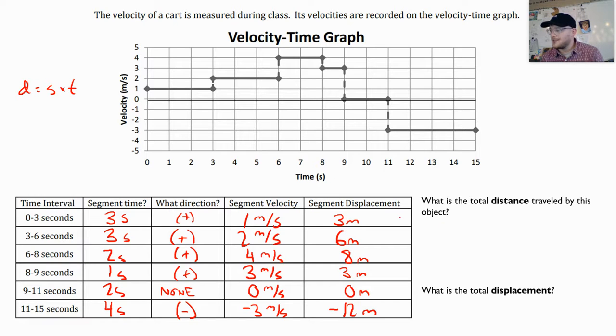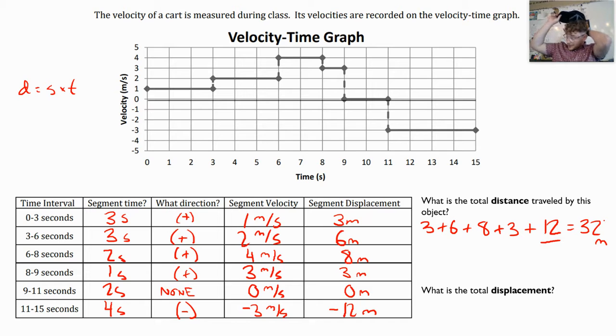So we're going to add all these numbers together. So 3 plus 6 plus 8 plus 3 plus 12 equals, let's see, 3 plus 6 is 9, plus 8 is 17, plus 3 is 20, plus 12 equals 32 meters. All right, that's the total distance that this thing went, including the distance it went backwards.